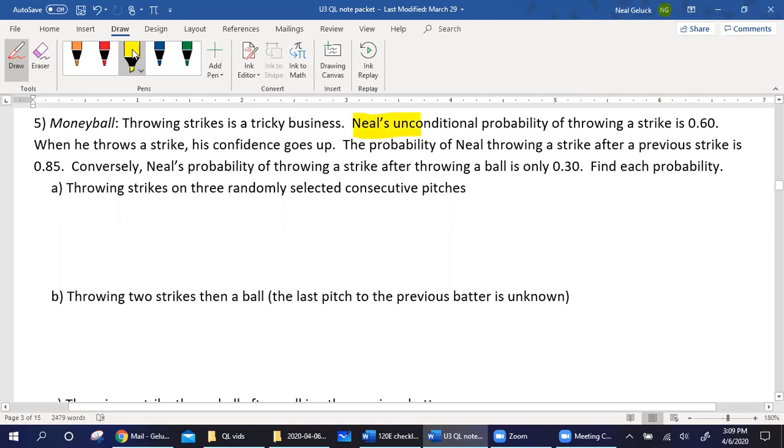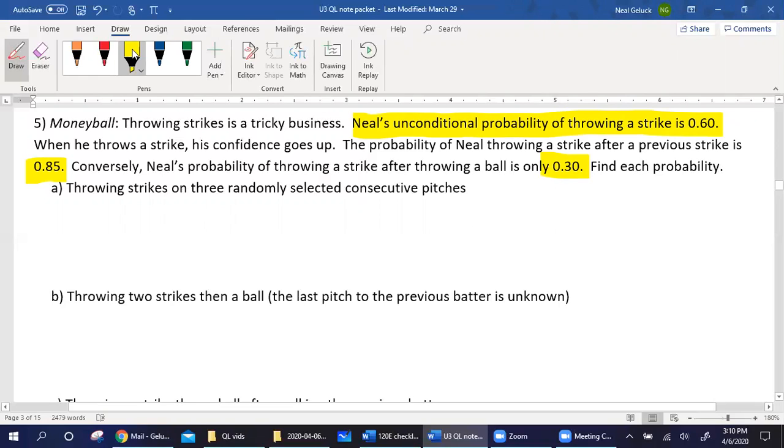First thing is my unconditional probability of throwing a strike is 0.6. So basically saying if I don't know anything else, if I walk out to the pitcher's mound, I've got about a 60% chance of throwing a strike. But if I threw a strike, I get more confident and I move up to an 85% chance of throwing a strike after I've already thrown one. On the other side, my confidence goes down if I had just thrown a ball. So the probability of throwing a strike after a ball is only about 30% or 0.3.